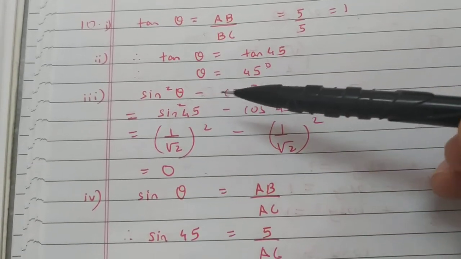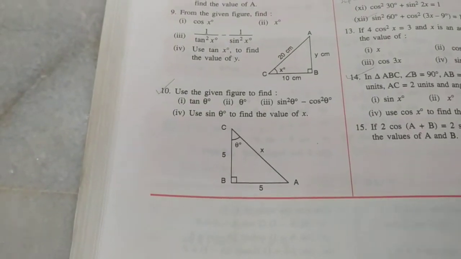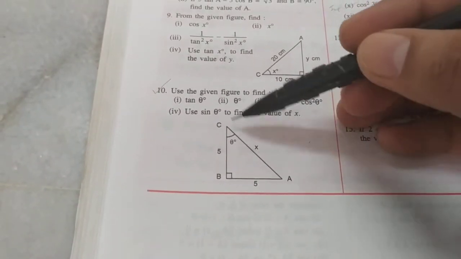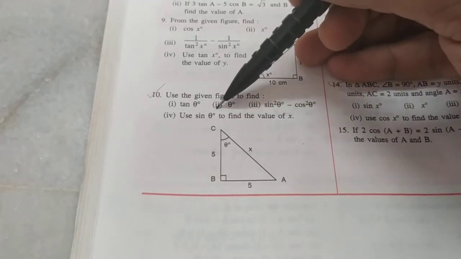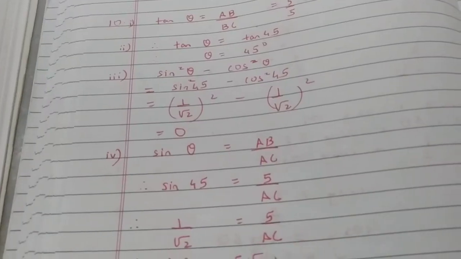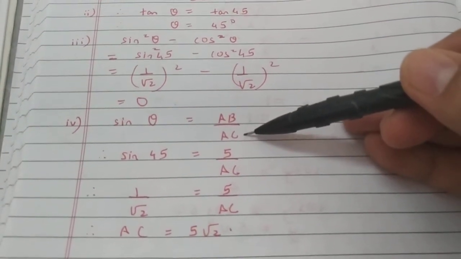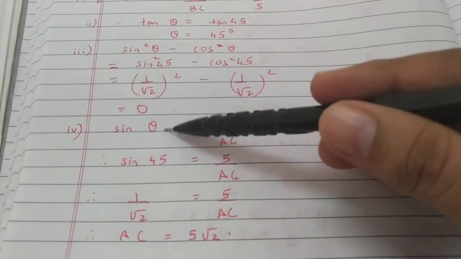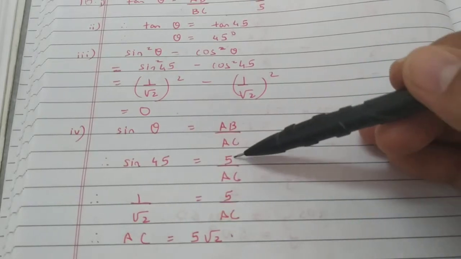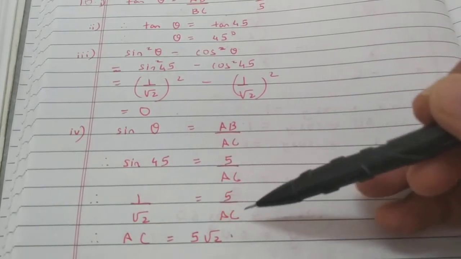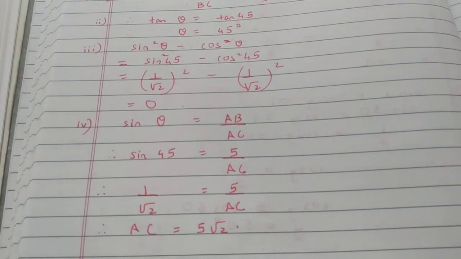Now in Roman number 4, they want us to find the value of x. X is the hypotenuse here. We could have done Pythagoras theorem to get the value of x. But they said use sine theta to find the value of x. So let's use that. Sine theta is AB upon AC, that is opposite upon hypotenuse. But theta we know is 45 in this sum. And sine 45 is 1 upon root 2. Also, AB's value is given as 5. So now cross multiply and get the value of AC, 5 root 2, which would have been the answer even if you would have used Pythagoras theorem.